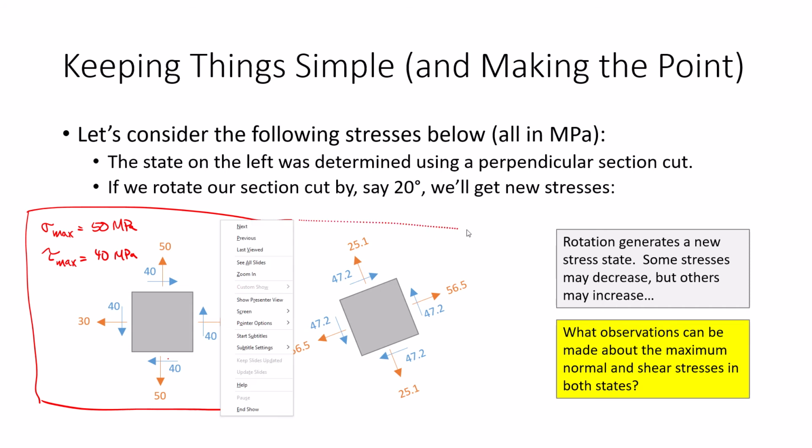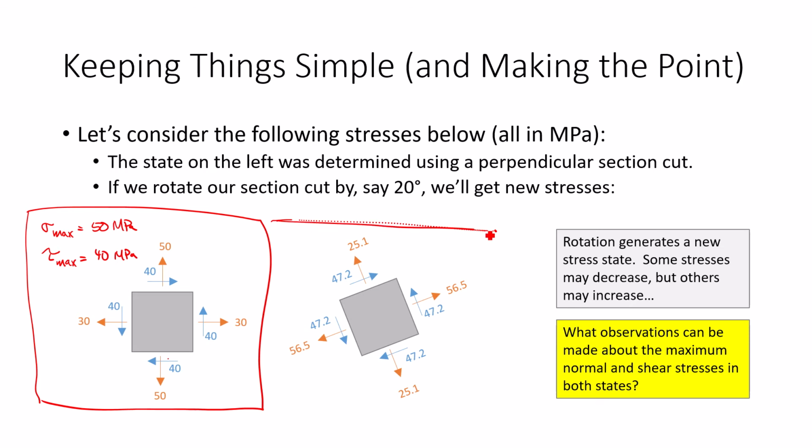Now, let's look at this stress state. What's sigma max here? If I look at the orange arrows, the normal ones, sigma max is 56.5. Tau max is 47.2. So if I, as the engineer, was designing this gizmo or widget, and I was just using stresses and I didn't account for orientation, what would happen?